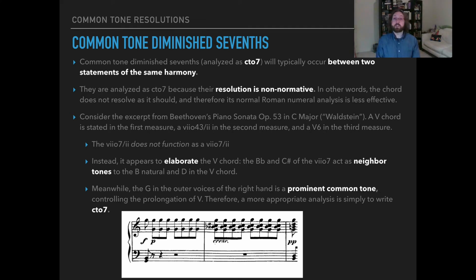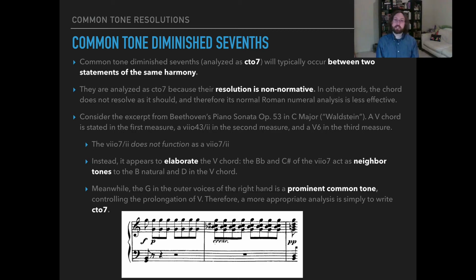Common tone diminished sevenths, or as I'll abbreviate them, and I recommend that you do too in your analysis, CT diminished seventh, will typically occur between two statements of the same harmony. So we'll have two statements of a chord with a common tone diminished seventh in the middle. They are analyzed as CT diminished seventh because their resolution is non-normative. In other words, we're not going to say it's 7 diminished of whatever, because oftentimes it's not functioning that way. So giving it a different label is going to help us understand how it's being used in the music.